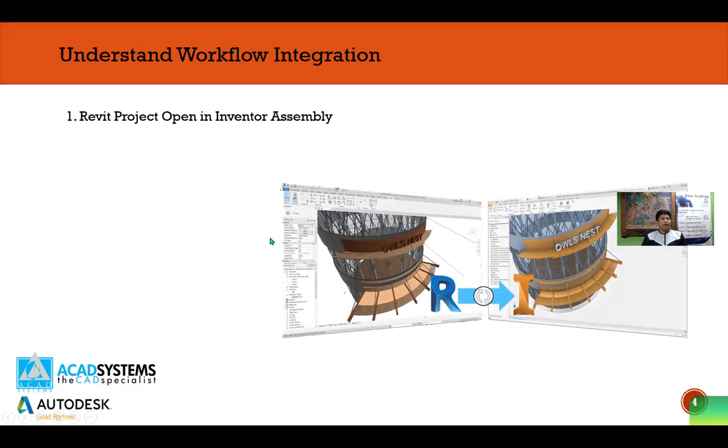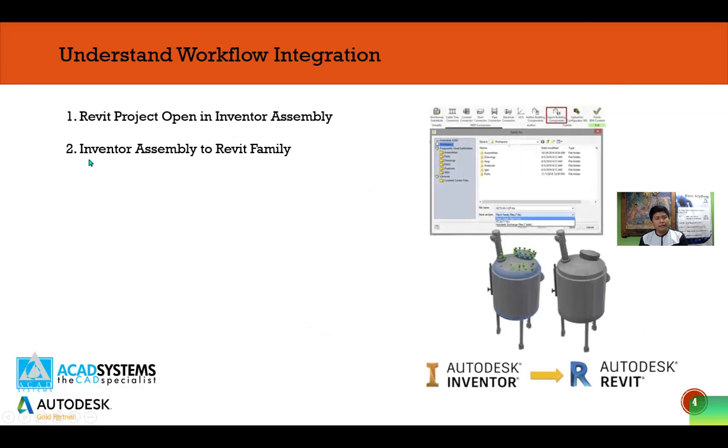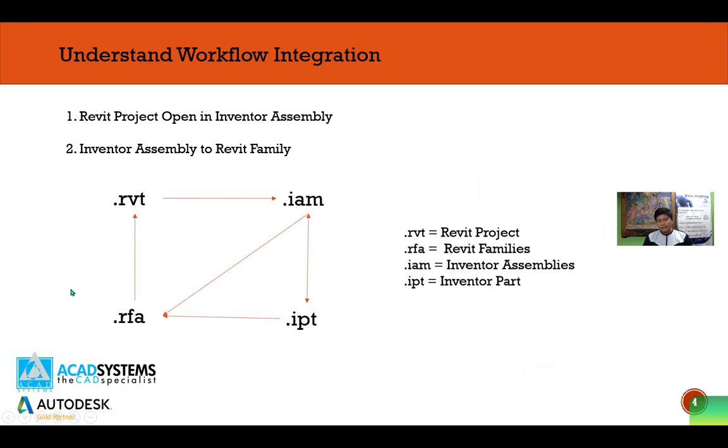For the first workflow, a Revit project can be opened using Inventor assembly, so from Revit to Inventor. The second one is that an Inventor assembly can be opened as a Revit family. I try to simplify everything, so you can see this screen. RFA stands for Revit Family, RVT stands for Revit Project, IPT is Inventor Part, and IAM is Inventor Assembly.